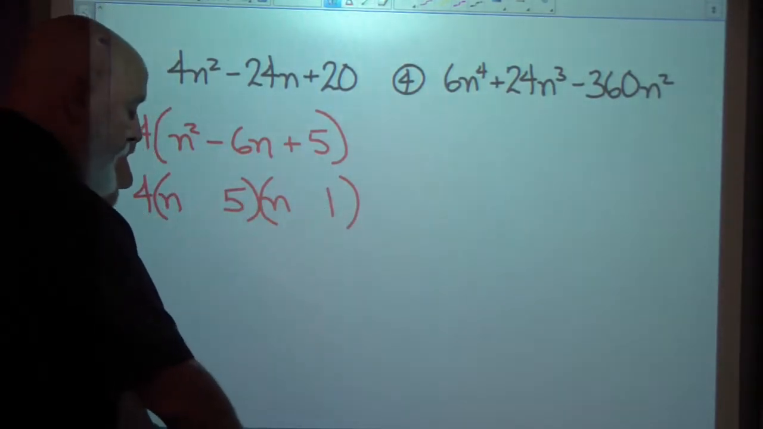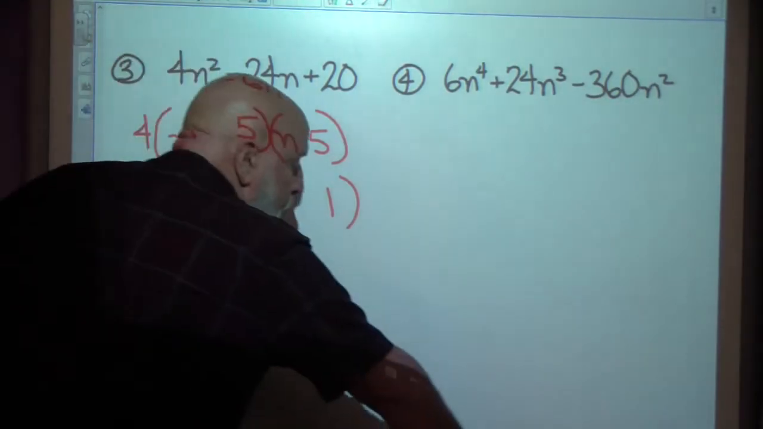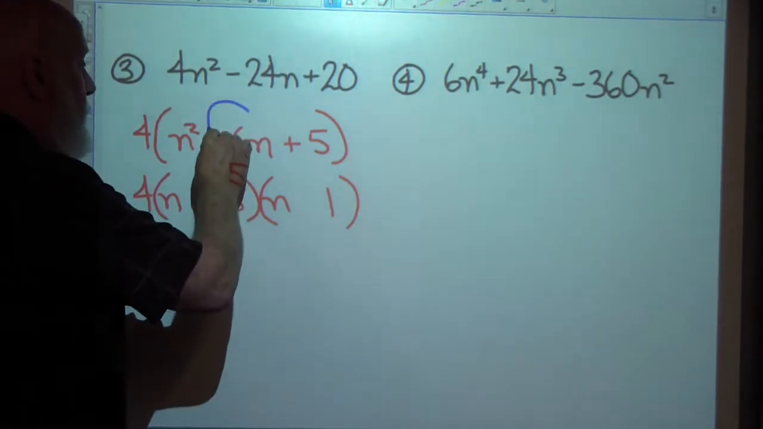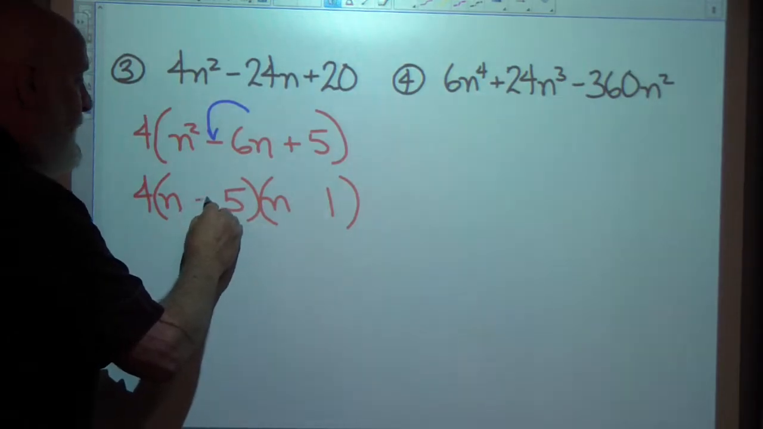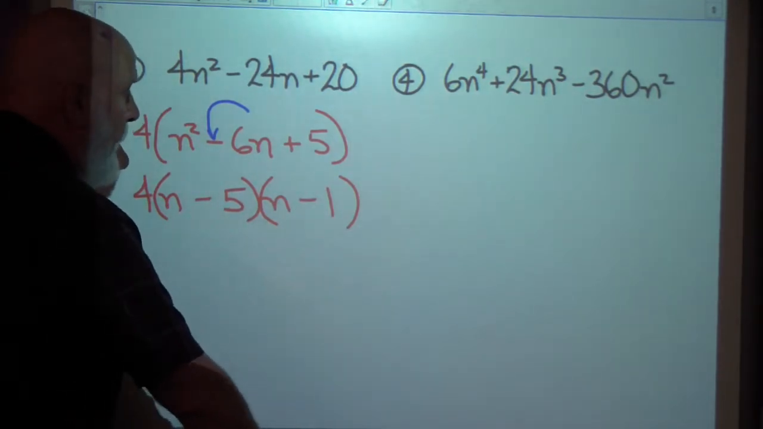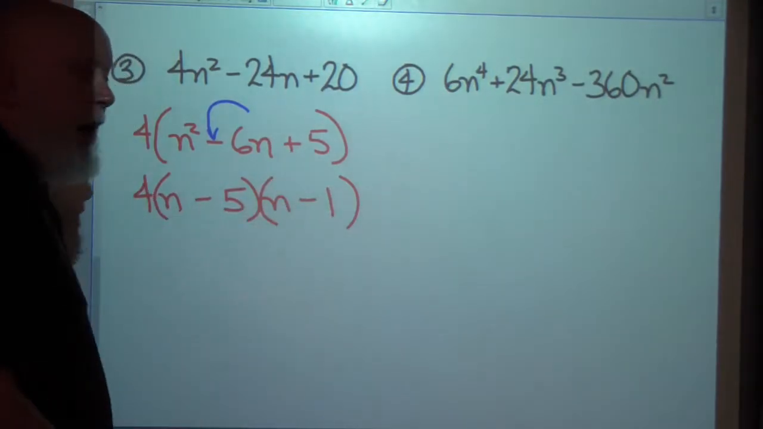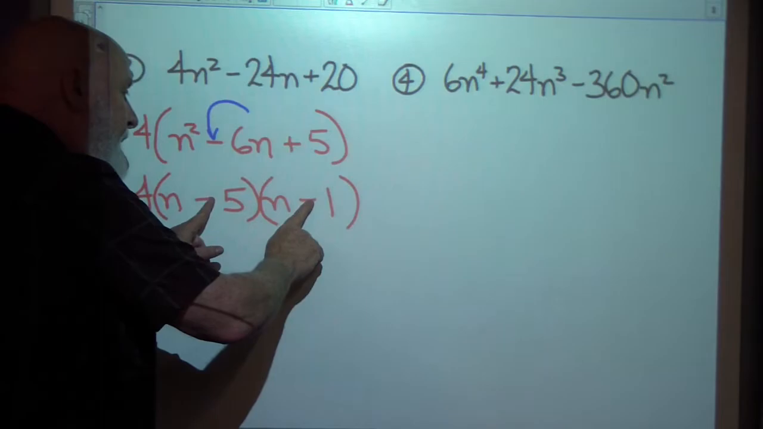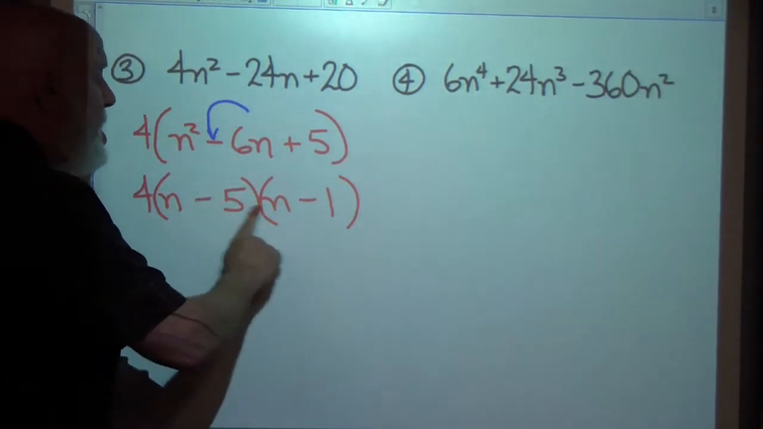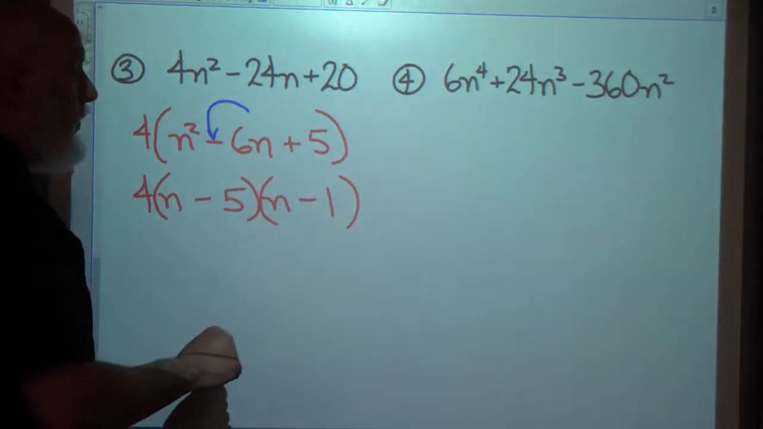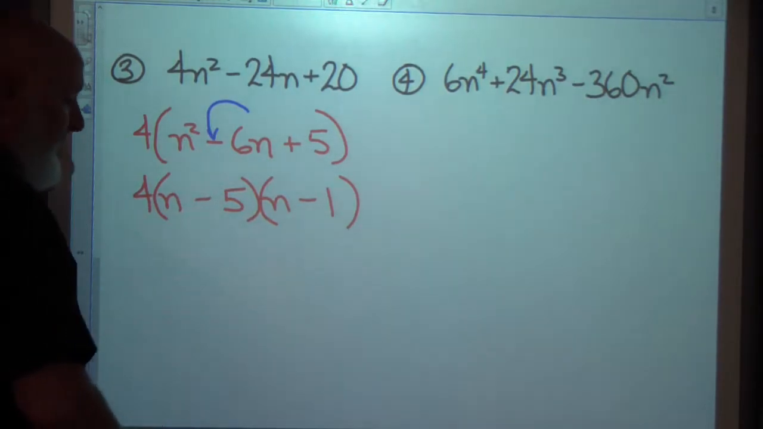It doesn't matter where I put them. I could put the 5 here and the 1 here. That doesn't matter at all. What does matter is that they have to add up to negative 6. And the only way that could possibly happen is if these are both negative. Then I do a quick check. If I multiply negative 5 times negative 1, do I get positive 5? Yes. If I add negative 5 plus negative 1, do I get negative 6? Yes. I've met both the criteria, so this is the correct factorization of that quadratic trinomial, and this 4 is a factor. And so we factored it completely.